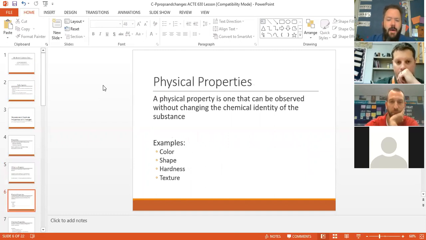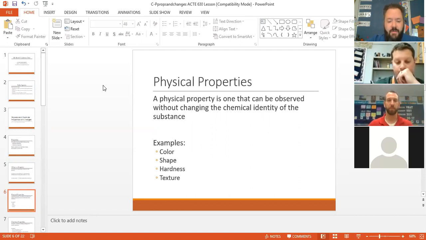The first ones I'd like to talk about are physical properties. And physical properties are exactly that. They are based around a physical identity of something. So they're ones that can be observed without changing the chemical identity of the substance. In this case, some examples, I have color, shape, hardness, and texture. Color is pretty obvious, shape as well. Hardness, usually you can test this on a hardness scale. It's used a lot in earth science. You can take a rock and scrape it against something to see if it is able to produce damage to that, and you're able to determine the hardness level of that substance.